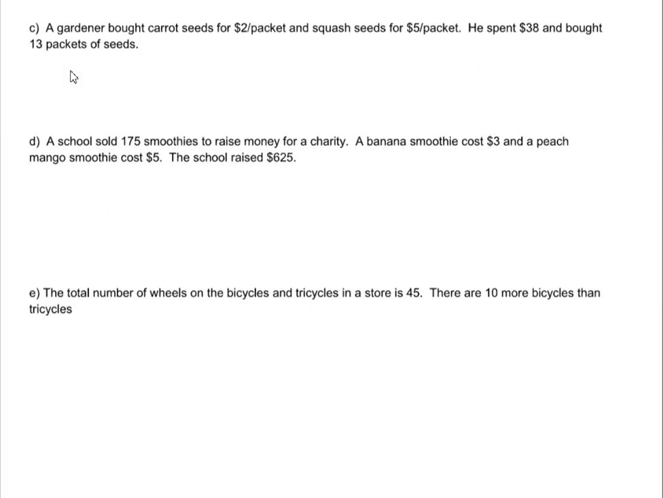Part C, a gardener bought carrot seeds for $2 a package, squash seeds for $5, spent $38, and bought 13 packages. So my two different pieces here, the green is going to represent things that go together. The first one, carrots $2 a package, squash $5 a package, for $38. And then I have 13 packages in total. So those are my two things that I need.